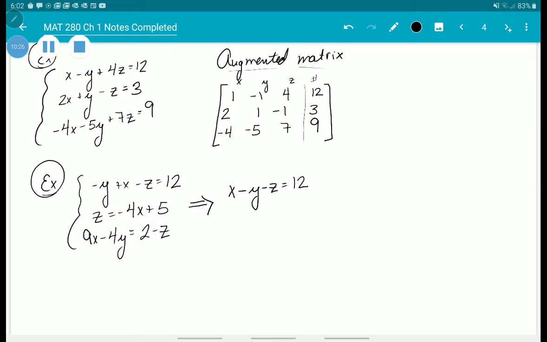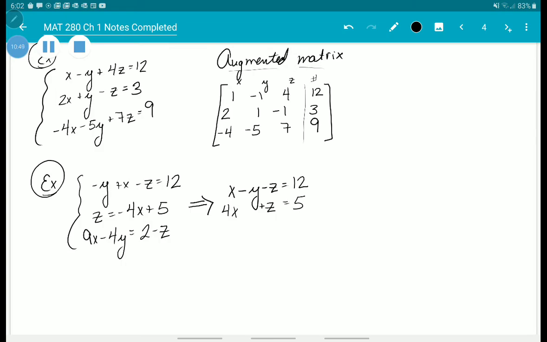And that second equation. Notice we have X and number stuff on the right. So I need to move that X term to the other side. So to do that, I'm going to add 4X to both sides. So we have a 4X and then we have a positive Z. So put plus Z there is equal to 5.